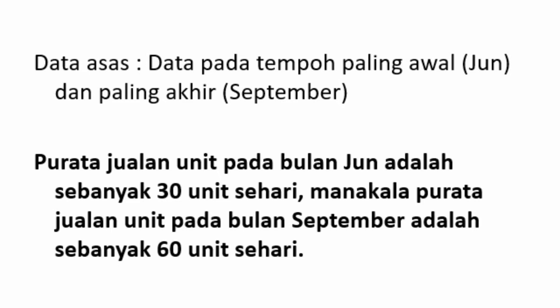Okay, untuk data asas, kita ambil data tempoh yang paling awal, Jun, dan data daripada tempoh yang paling akhir, itu September. So, ayat dia berbunyi macam ini. Purata jualan unit pada bulan Jun adalah sebanyak 30 unit sehari, manakala purata jualan unit pada bulan September adalah sebanyak 60 unit sehari. Notice that cikgu tulis dia punya unit sebagai unit sehari.